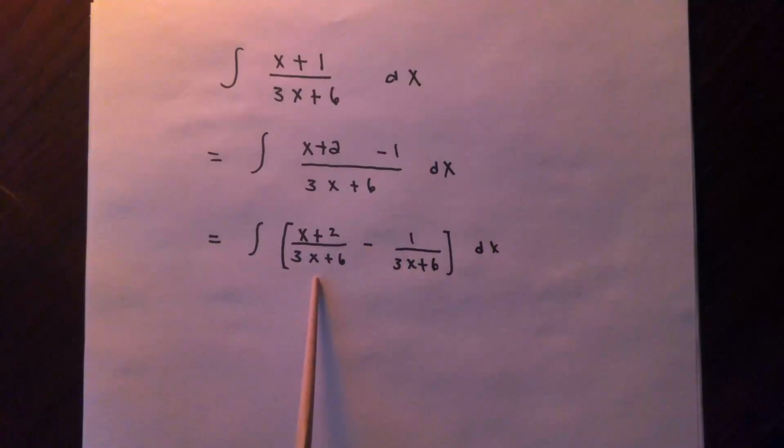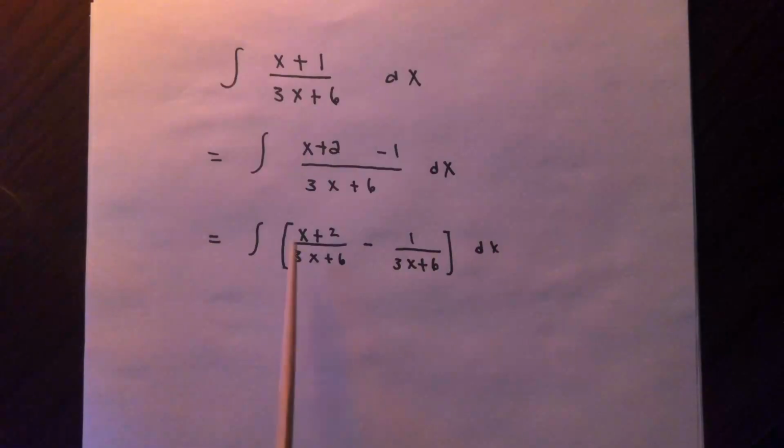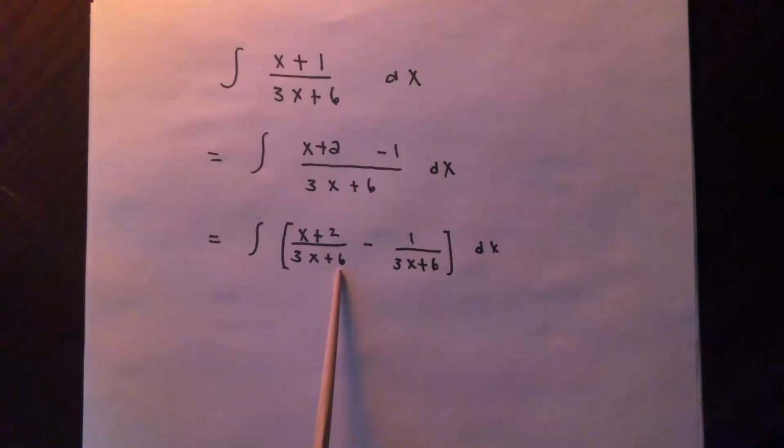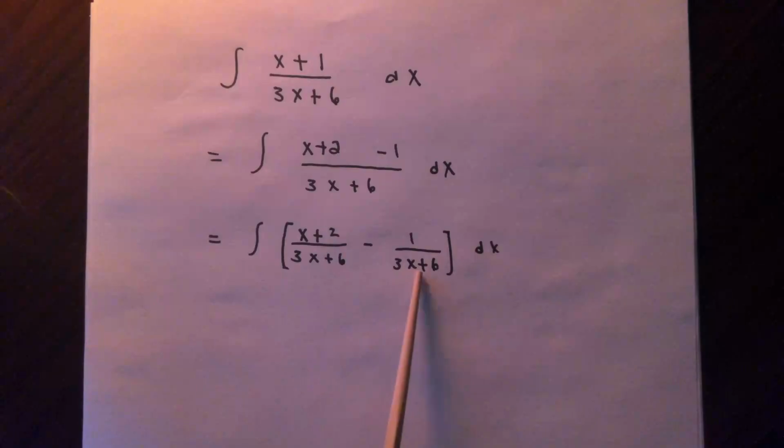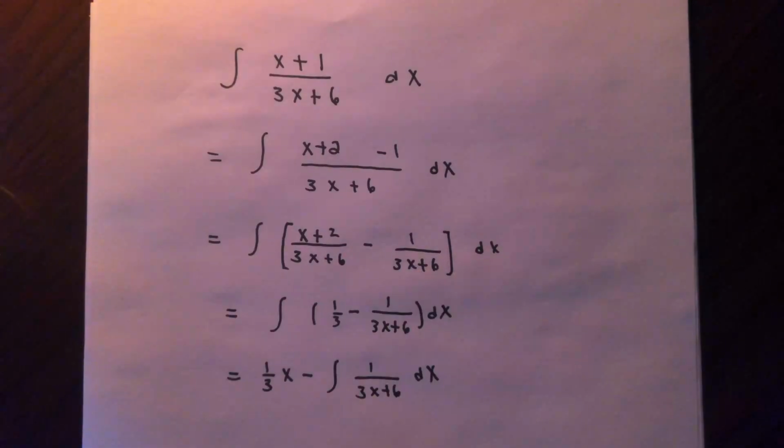Here, the reason that I like this so much is the bottom of the fraction is exactly 3 times the top of the fraction. So x plus 2 divided by 3x plus 6 is a constant. It's 1/3. If I can deal with that, I'll be in business. An antiderivative for the constant 1/3 is 1/3 x. And then to get this integral, I'll make a u substitution.